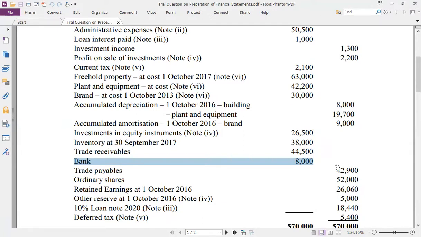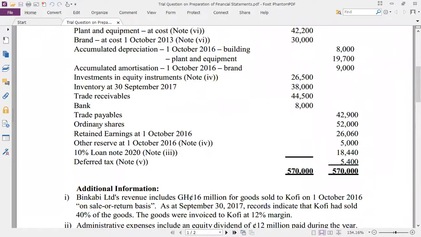If it's on the credit side, that becomes a current liability. That's bank overdraft. If you see bank and the amount is on the credit side, very good. Trade payable, current liability. Other reserve, ordinary share capital, or shares in equity. Retained earnings, equity, under reserves. Loan notes, that is a non-current liability. Deferred tax, we adjust it small.